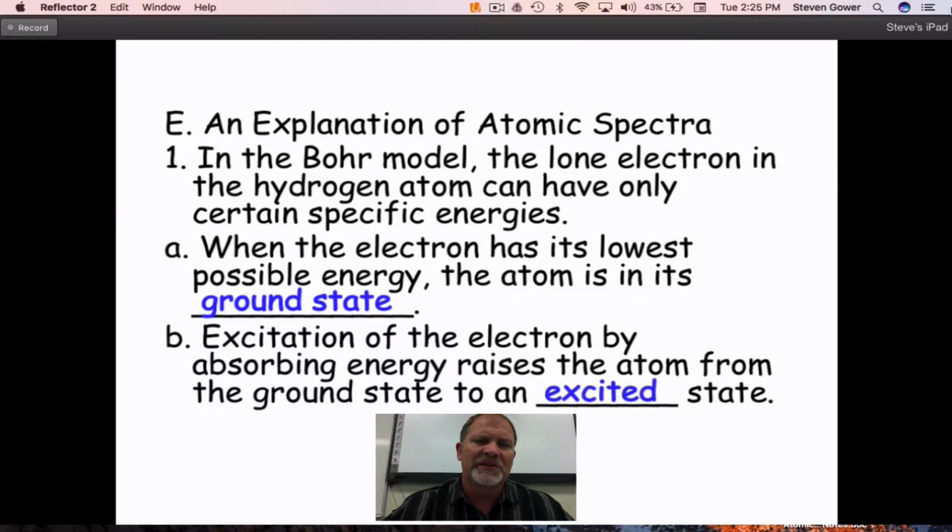So an explanation of this atomic spectra. In the Bohr model, the lone electron in the hydrogen atom can have only certain specific energies. And so for hydrogen, again, the Bohr model could explain hydrogen. So we know this when electrons are in lowest possible energy, we call that their ground state. Good term to know, so we call it their ground state. When they are hit with energy and they absorb the energy, they jump up to a higher energy level, which is called the excited state.